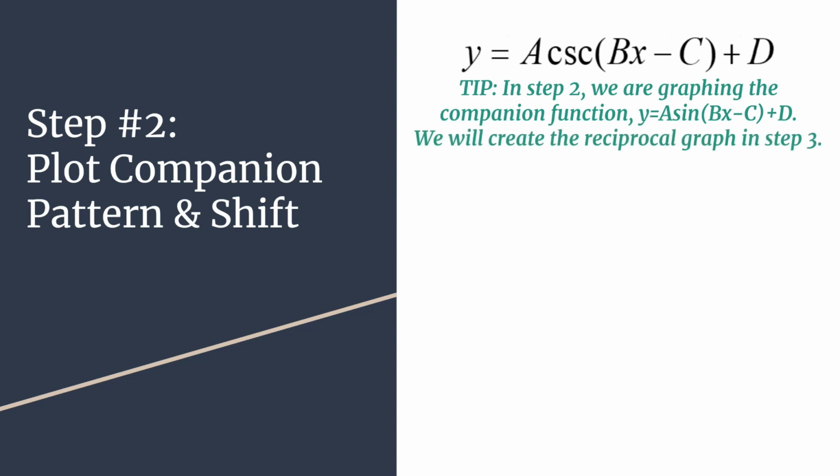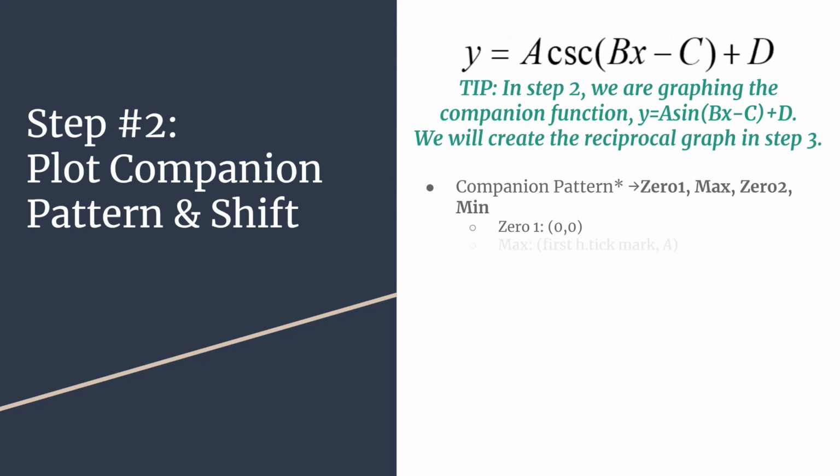All right, and that'll be in step 3. So our companion pattern, you may recall, for sine graphs is first 0, maximum, second 0, minimum. Okay, and a little more detail on that. Your first 0 starts at the origin.